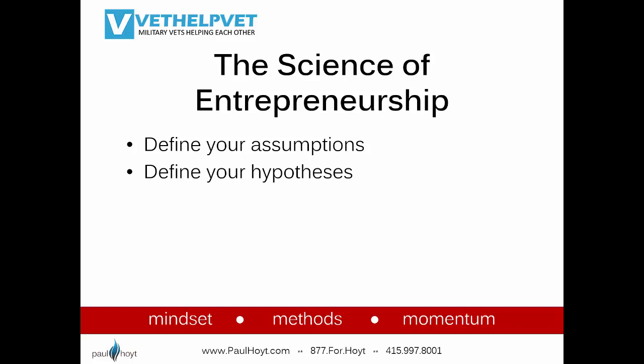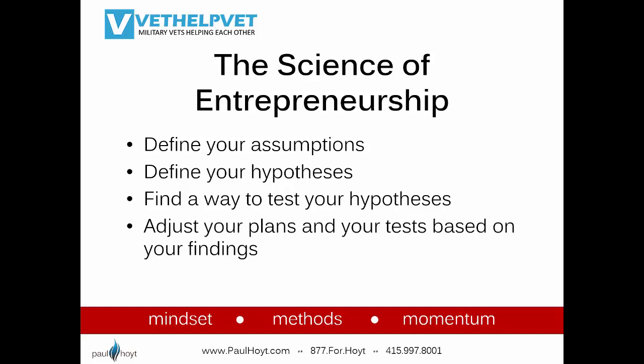Hypotheses such as a sufficient number of people will pass by my store every day, and I'll be able to sell enough every day to keep my doors open. Then you find a way to test your hypotheses, and you adjust your plans and your tests based on your findings, and you do this over and over and over again. That's what scientists do. They run experiments in laboratories, controlling variables as much as they possibly can, and then they adjust their hypotheses and they run new experiments so that they can refine their knowledge of systems and nature, and they can come up with things that are valuable to you and I.